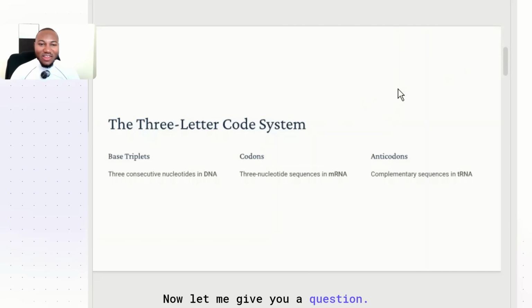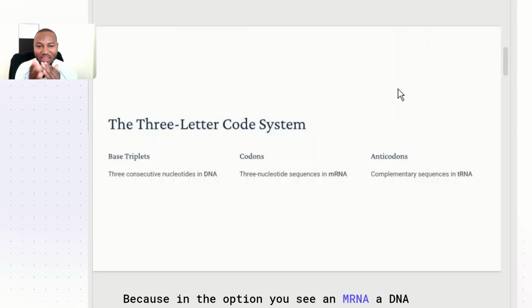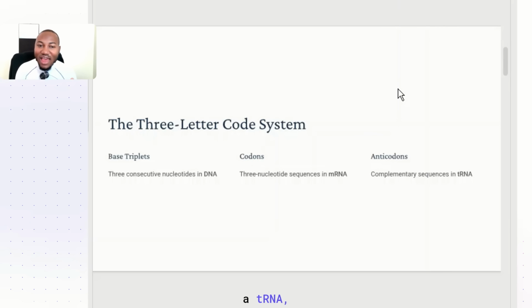Now let me give you a question. One of the questions, they said, which molecule contains anticodons? What is your answer? tRNA. Because in the options you see a DNA molecule, a tRNA, an rRNA, a cDNA. The answer is what? A tRNA. Anticodon, tRNA. But codons is mRNA, while base triplets is DNA. I don't want to oversay this thing, right?